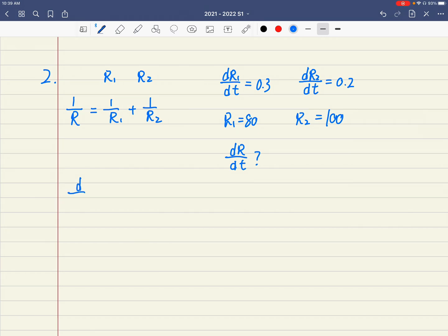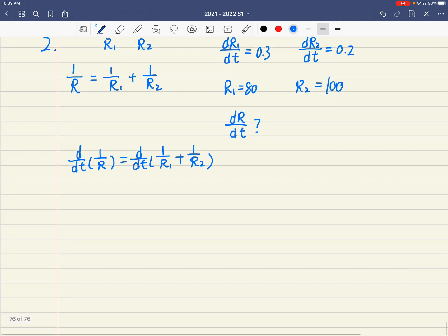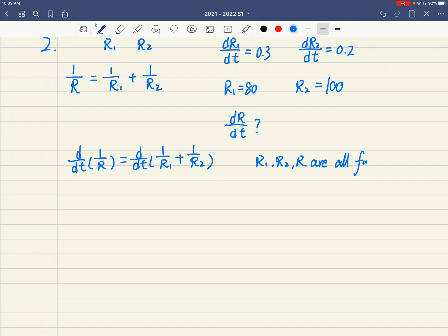Let's do it here. We differentiate both sides by t. So differentiate the left by t is equal to differentiating the right-hand side by t. Here is a very important thing. You need to realize that R, R1, and R2 are all functions of t.